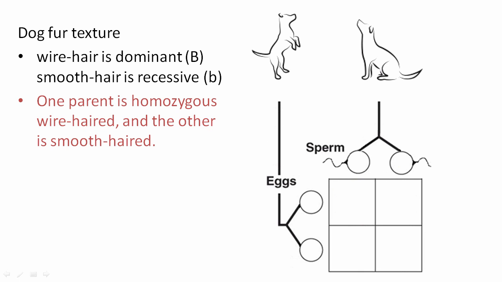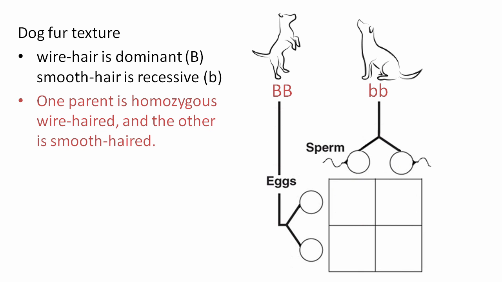So the text here tells us that we have two dogs. One parent is homozygous, wire-haired, and the other is smooth hair. Well, wait, what does that mean? Homozygous means it has two of the same allele. And it's wire-haired, so it's big B. So that parent must be big B, big B. The other dog is smooth hair. Well, to get smooth hair, you have to have two recessive alleles. So in this case, it's little b, little b.